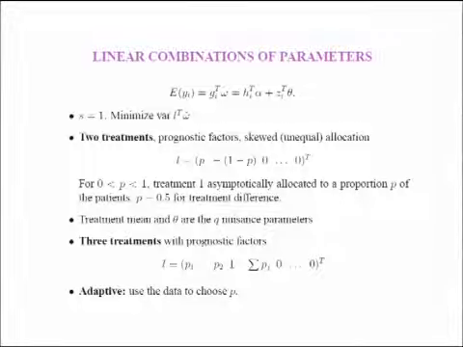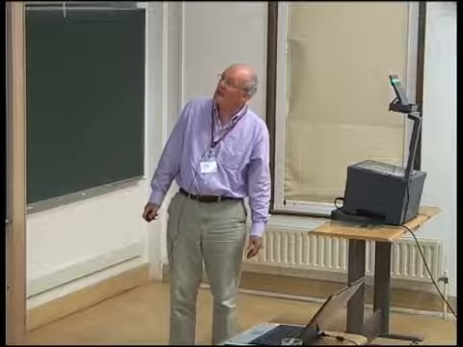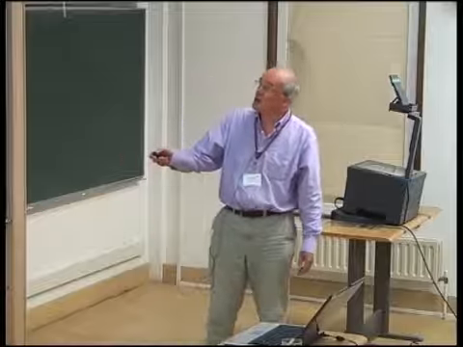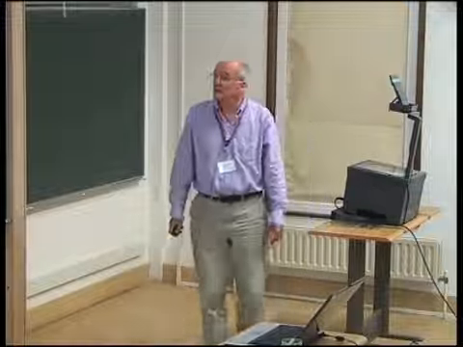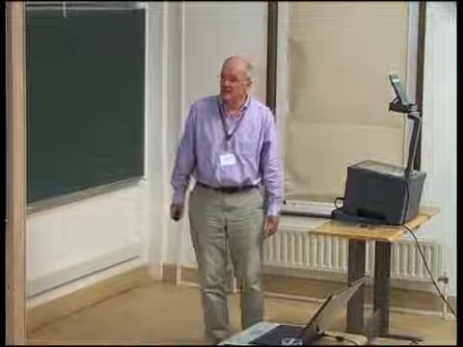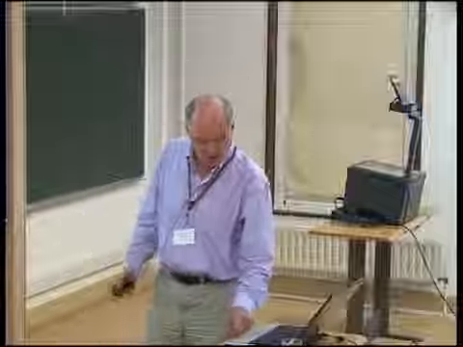For 2 treatments, I would have an unequal allocation, weight P on the first treatment, minus (1 minus P) on the second, zeros for the nuisance parameters. Then the optimum design will asymptotically allocate a proportion P to treatment 1 and 1 minus P to the other treatment. So you do the same thing with 3 treatments and so on. And in adaptive designs, we will use the data to choose P.